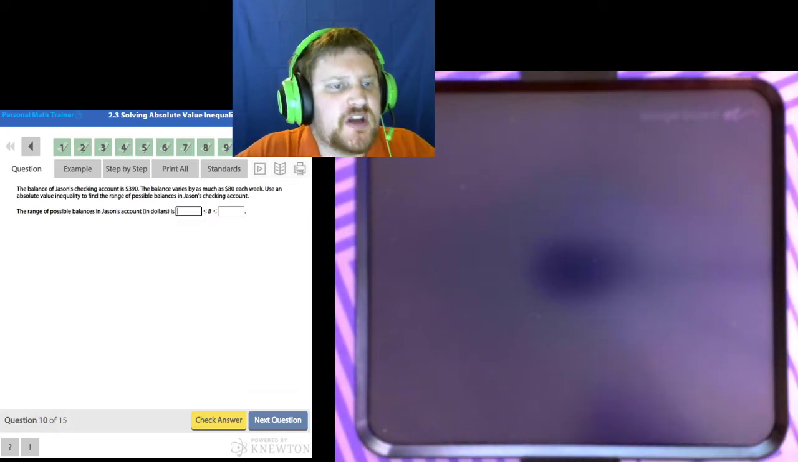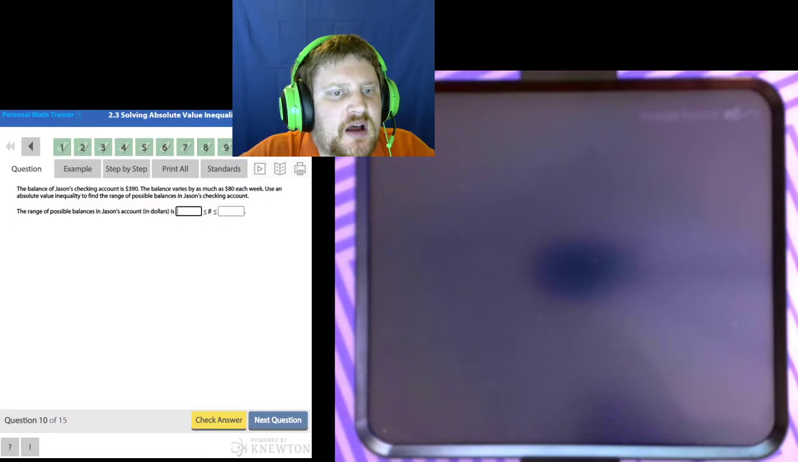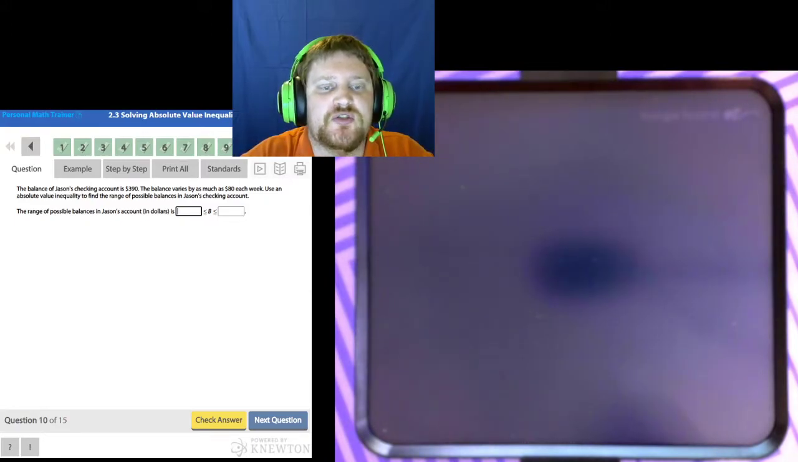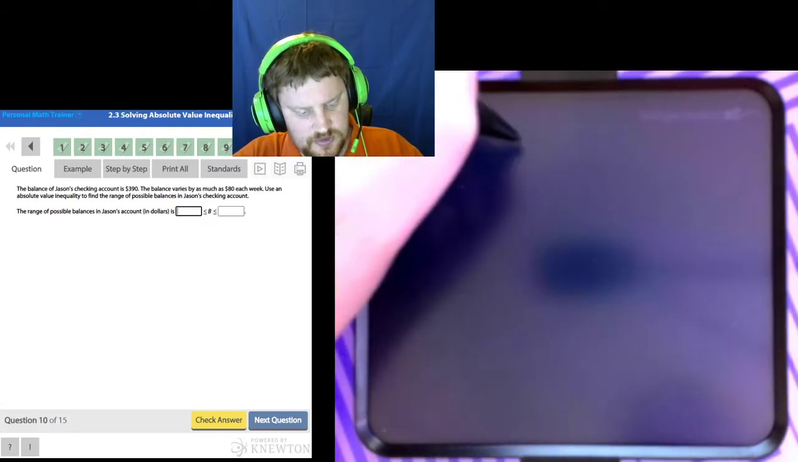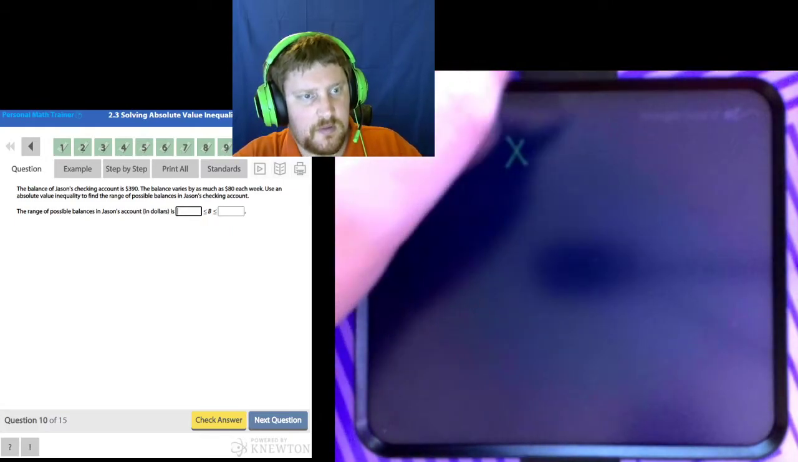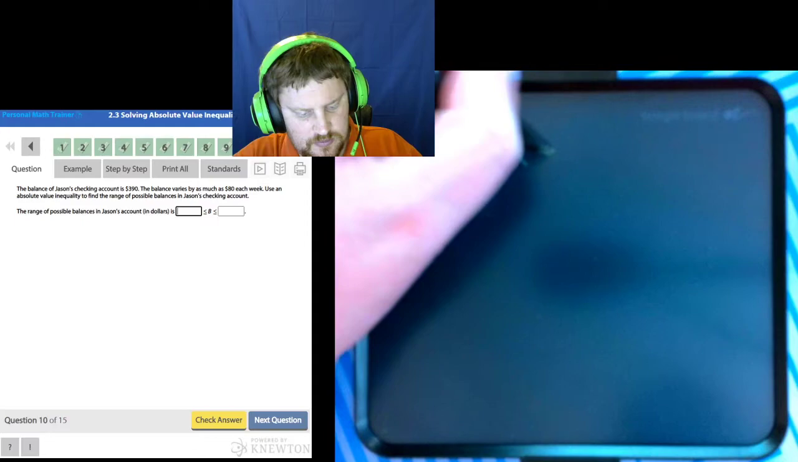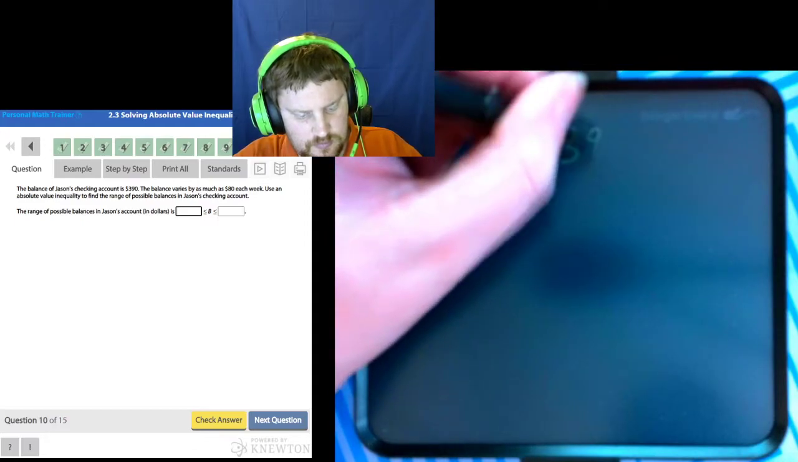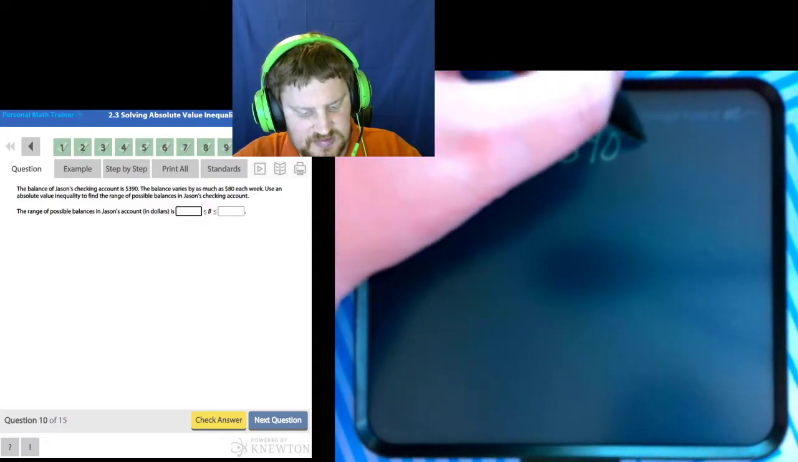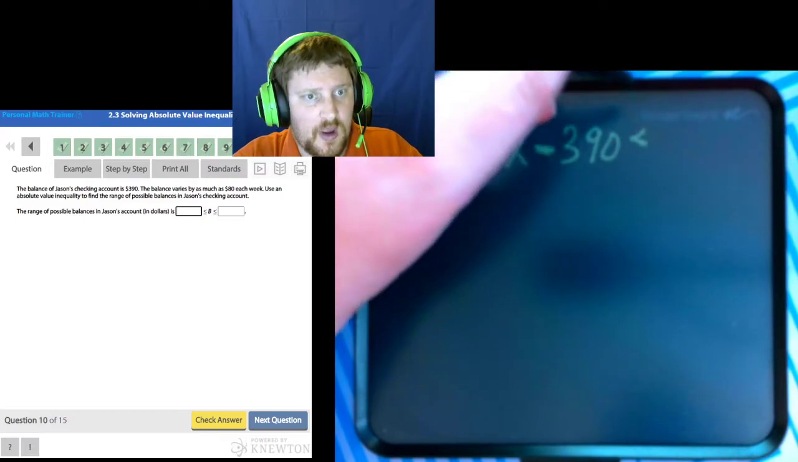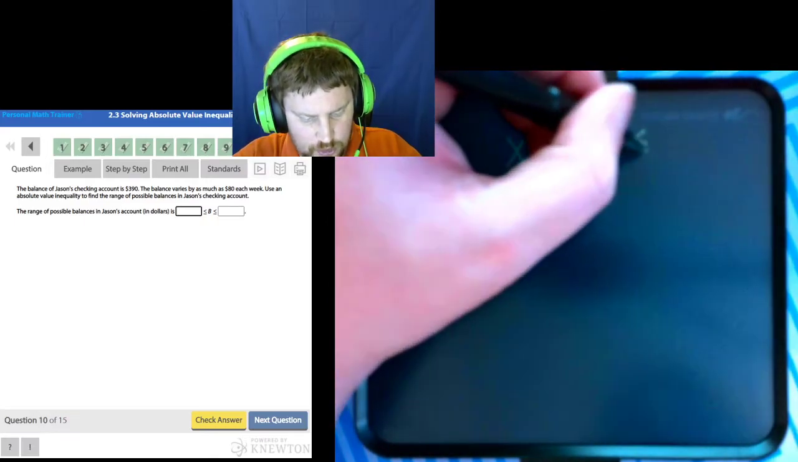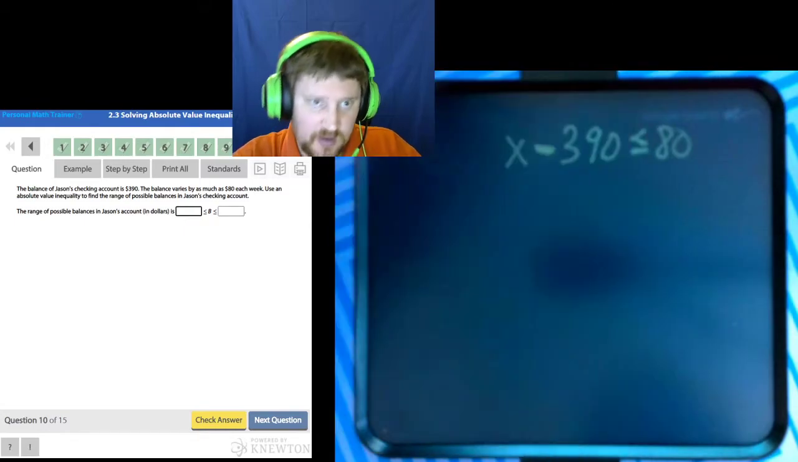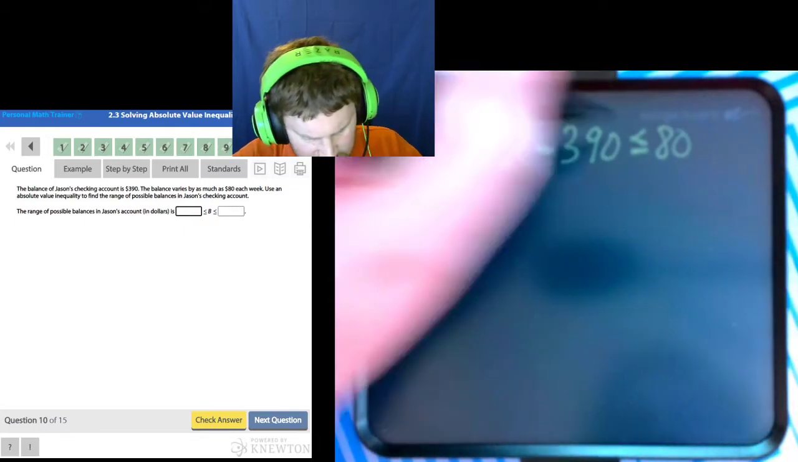The balance of Jason's checking account is $390. The balance varies by as much as $80 each week. Use an absolute value inequality to find the range of possible balances in Jason's checking account. So x minus the average is less than or equal to, as much as, so it could go up to 80, and it's the absolute value.